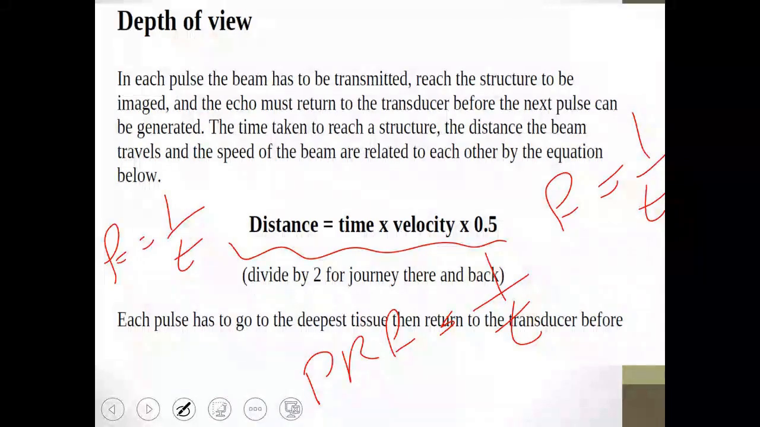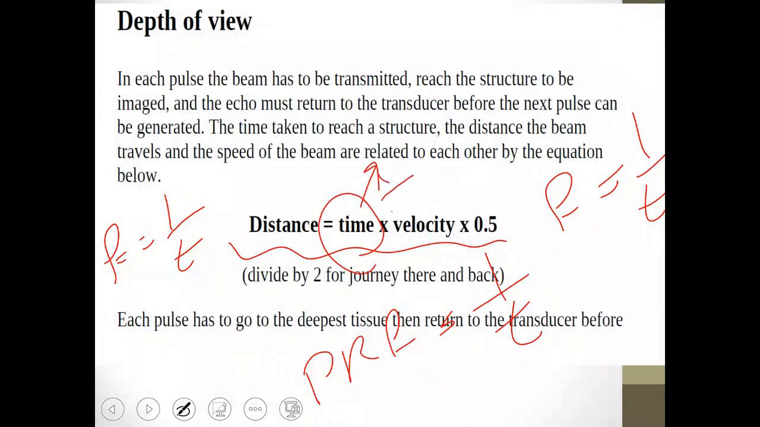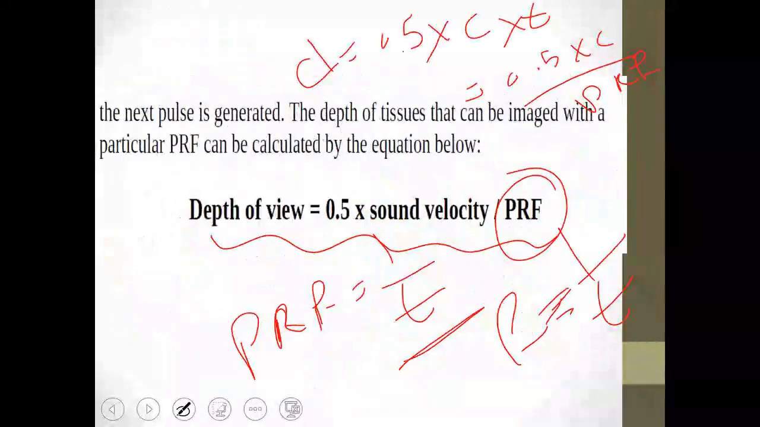Remove the t from the equation. What do we put instead? It would be 1 over PRF, which is the pulse repetition frequency. That's what it does, right?